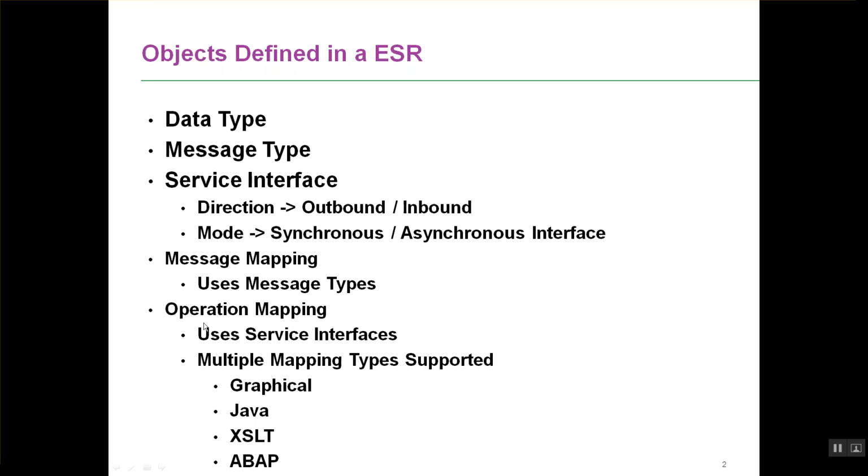Operation mapping is an encapsulation of the message mapping. And you use service interfaces in operation mapping. There are multiple mapping types that PI supports. Graphical mapping, where you would use a drag and drop technique to do the mapping. You can write your mapping in Java, so if you're a Java expert, you can write a mapping in Java. If you're an XSLT or XML transformation expert, you can write an XSLT mapping. If you're an ABAPer, you can also write ABAP mappings. The underlying fact being that multiple mapping types are supported, and in this first exercise that we are going to do, we are going to do a graphical mapping, or a message mapping.